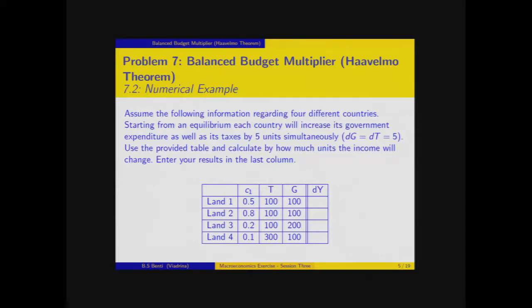Use the provided table below and calculate by how many units the income would change. And you would have to enter the values in the last column of the table.